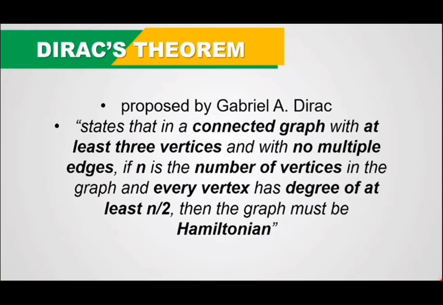Dirac's theorem. So what is Dirac's theorem? It states that in a connected graph with at least 3 vertices and with no multiple edges, if n is the number of vertices in the graph and every vertex has a degree of at least n over 2, then the graph must be Hamiltonian.